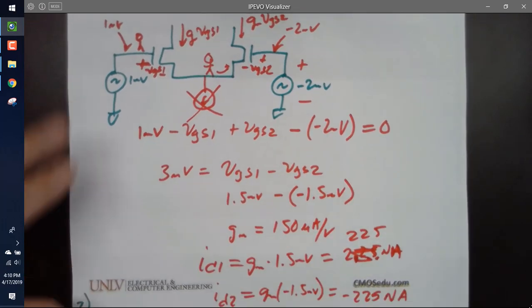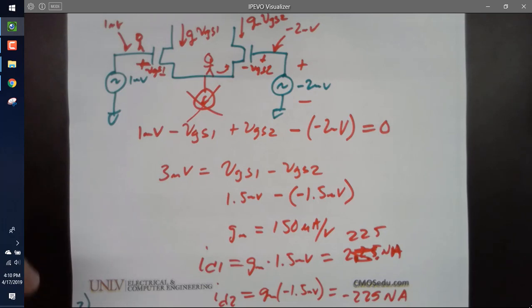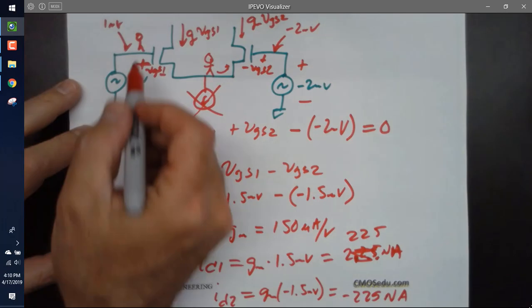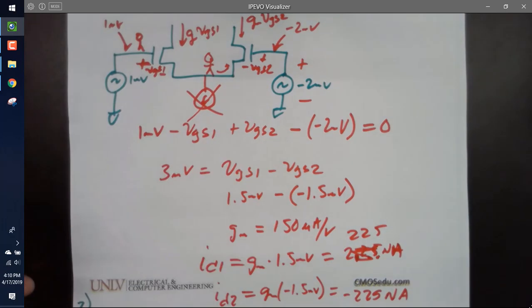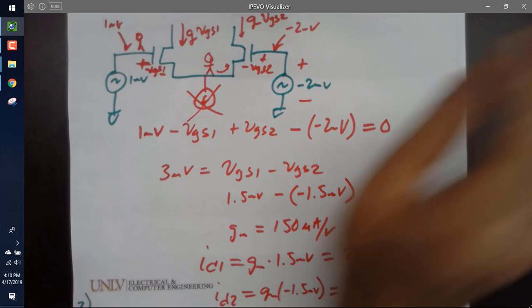We got the DC, the AC. The DC currents are 20, 20, and 40. DC voltage is 1.05. Any questions on that one? And that was hard, huh?